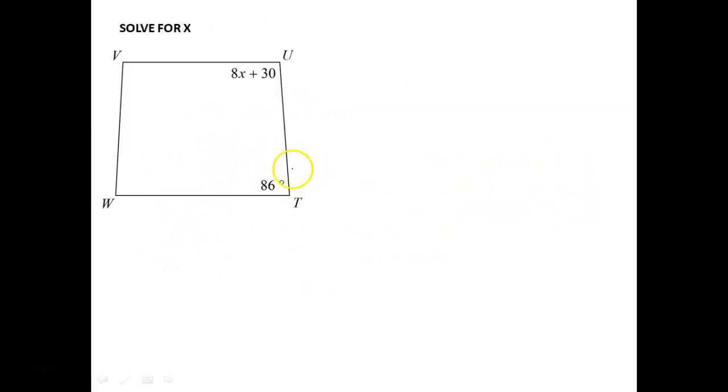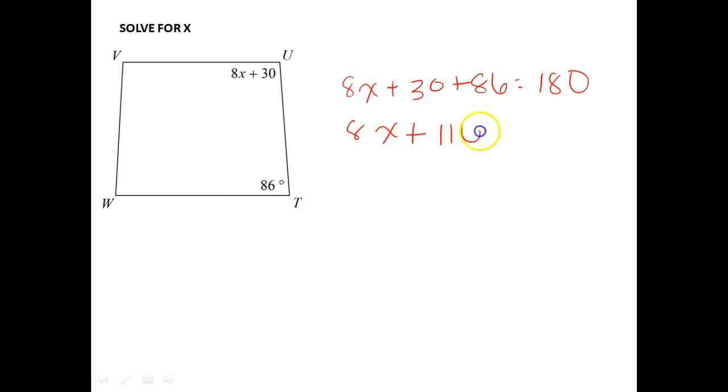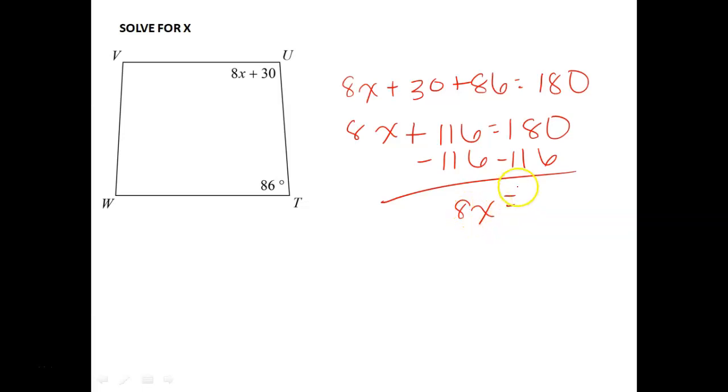All right, same thing here, same side interior angles. They add up to equal 180. So 8x plus 30 plus 86 equals 180. 8x plus 116 equals 180. 180 minus 116, 8x equals 64. Divide both sides by 8. X equals 8.